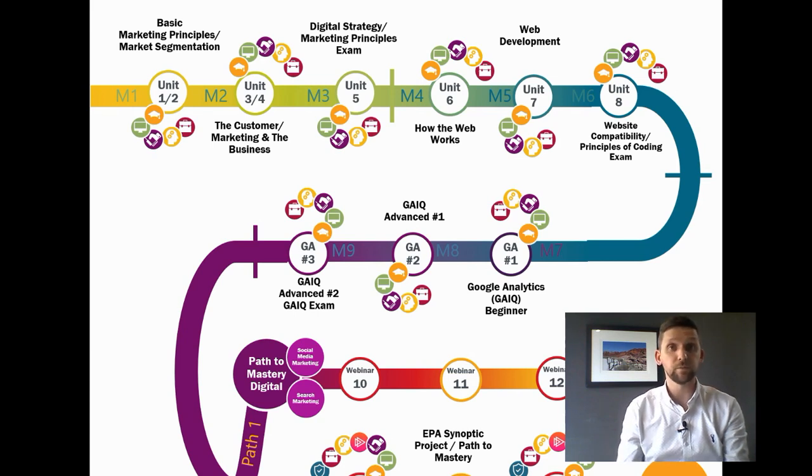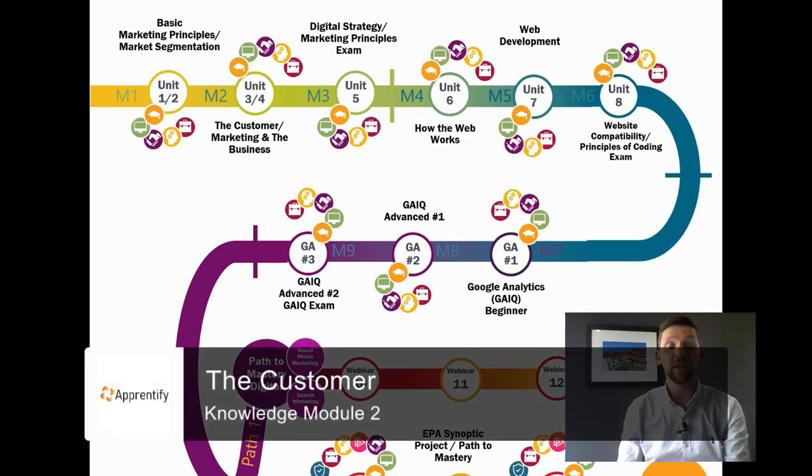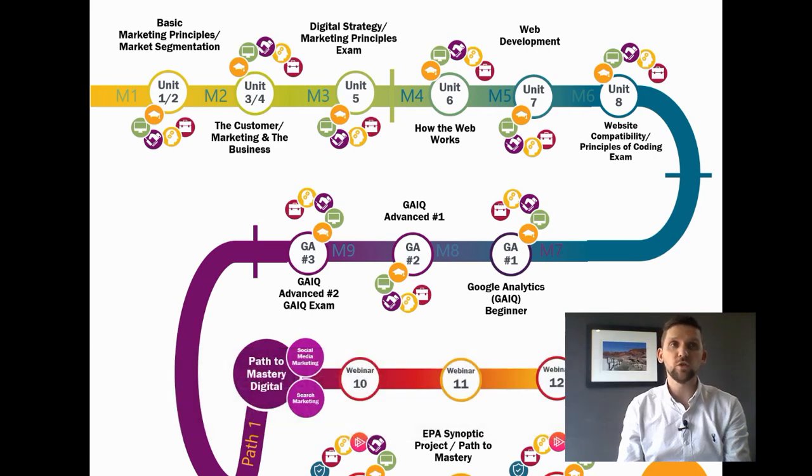Moving into month 2, we have unit 3 and unit 4. Unit 3 is the customer. So the customer is where we focus on not just the individual themselves, but we understand why a customer is where they are in terms of their buying process. What tells us where they are in their buying process and which marketing materials are most appropriate for the individual depending on what stage of the buying process they're in, whether it be very early on and just researching or right at the end when they're ready to convert.